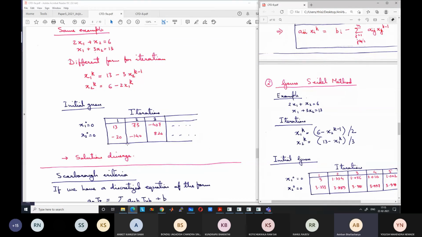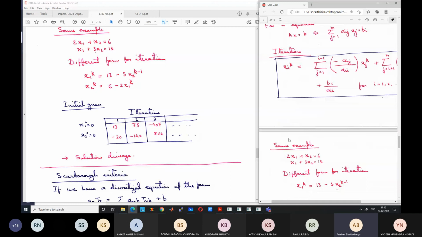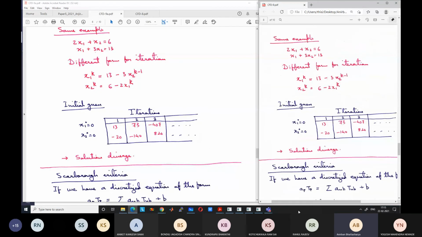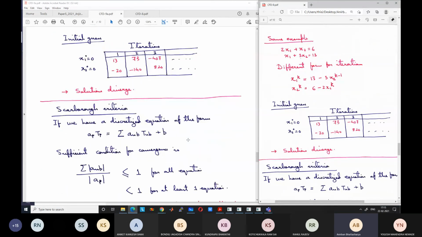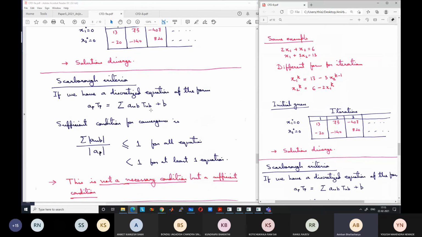I will have the equations open here, the diverged equation. Scarborough criteria. So what is the criteria? It states that if we have a discretized equation of this form, APTP is equal to summation of A_nb T_nb plus B. What are P and NB? P is the current grid point value and NB are the neighboring grid points. So P can be say i, and the neighbors will be i plus 1 and i minus 1. Or if it is a 2D problem, P will be ij, and the neighbors ij plus 1, ij minus 1.